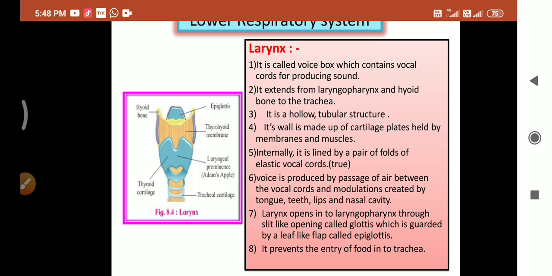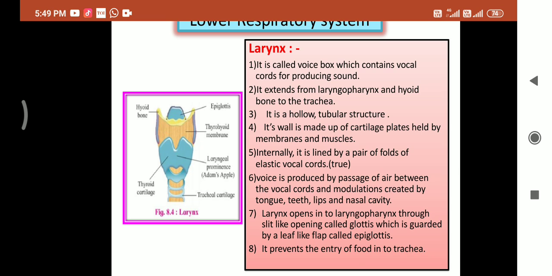So when the air goes inside, that vibrates the vocal cord, and these organs make the voice and particular language, right? So next, seventh point, what is that? That is the larynx opens into the laryngopharynx through the slit-like opening called the glottis, which is guarded by the leaf-like flap called the epiglottis.